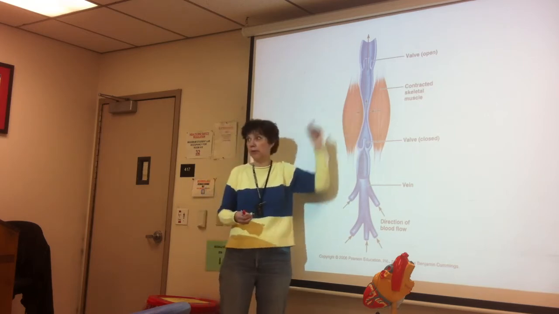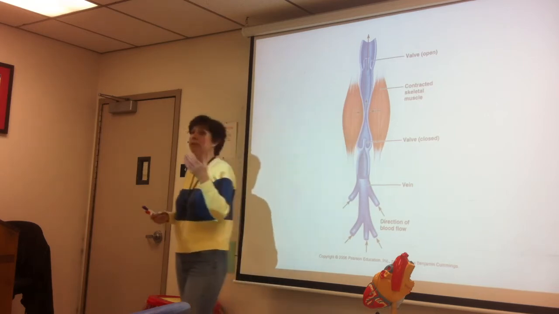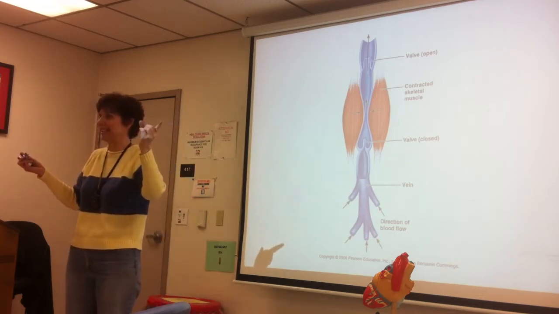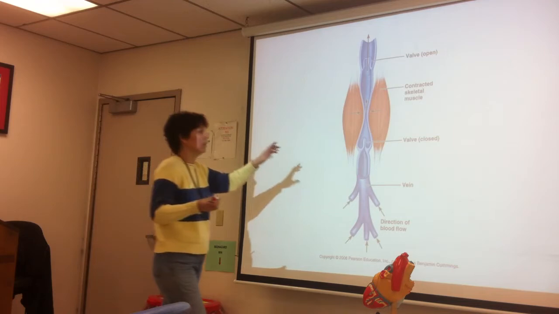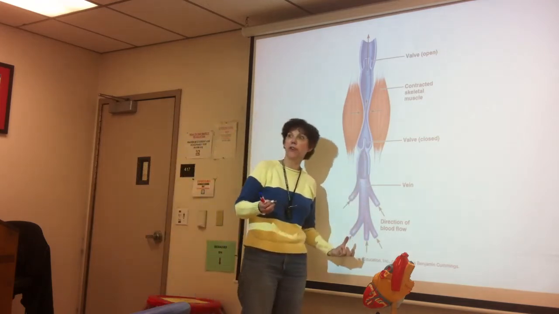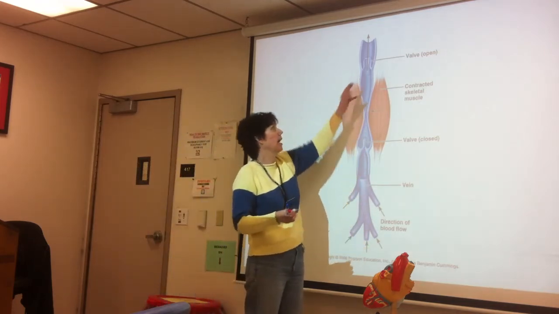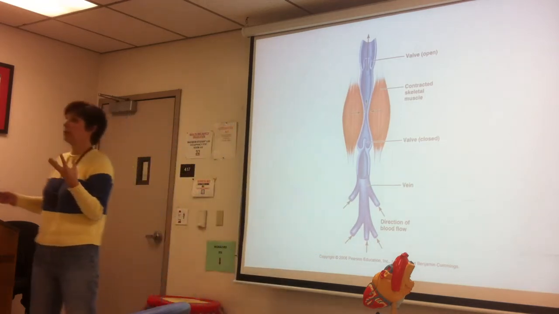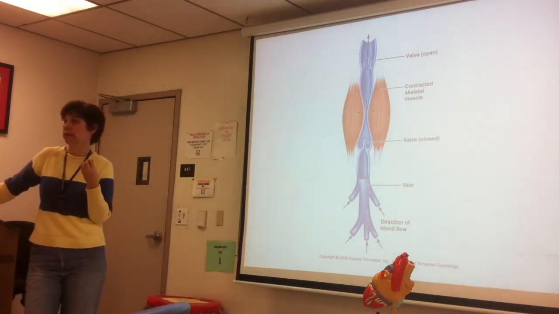Obviously, it's going to move it in both directions. It's like taking a tube of toothpaste and cutting off the bottom end and squeezing it. It's going to go both ways. So the valve prevents it from going too far in the opposite direction and redirects the flow back up. Some people are born with weaker valves and vessel walls.